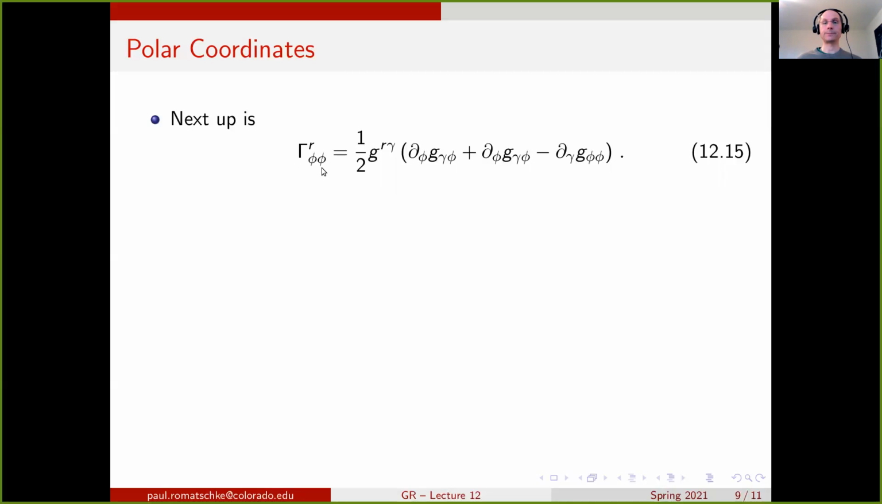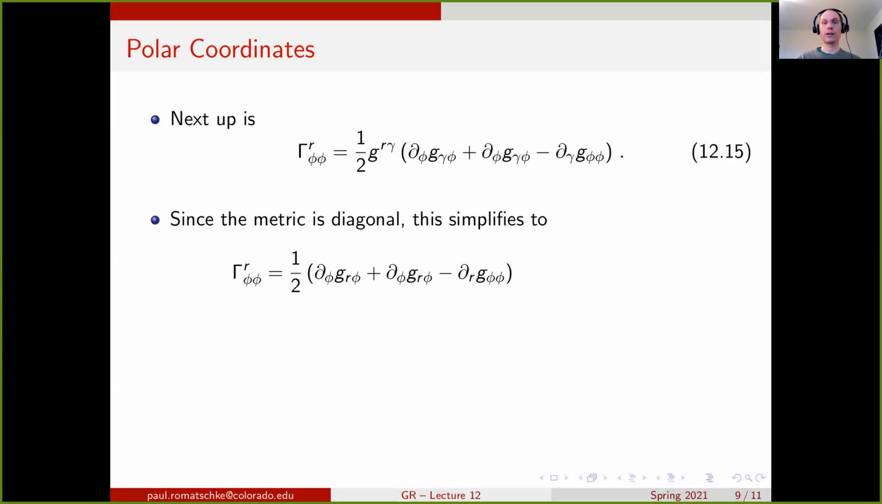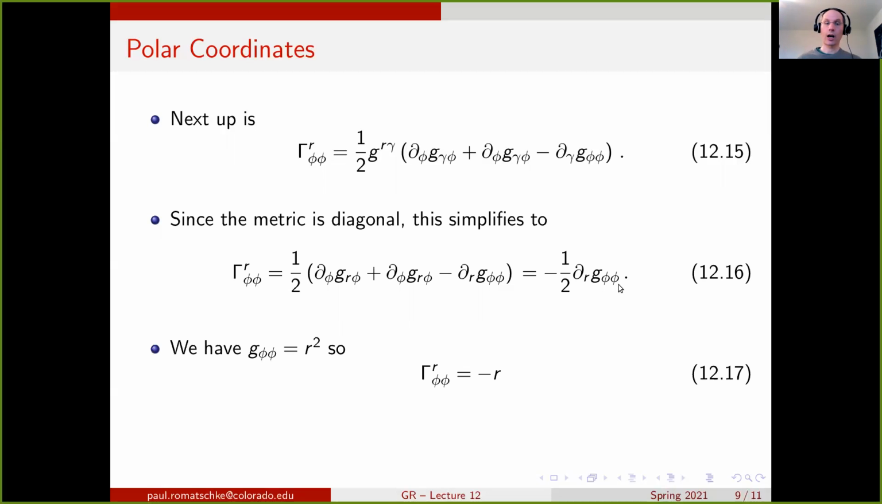Next up is gamma R phi phi, which has the following expression from the definition of the Christoffel symbols. You know what's coming. The metric is diagonal, so that means that the expression here simplifies to the following form here. We have still the entries GR phi in the derivatives down here. Again, these entries are 0 because the metric is diagonal. So we end up with minus 1/2 dr g phi phi. However, g phi phi is r squared. So taking the derivative of r squared gives 2r, and then together with this factor of minus 1/2, we find that gamma R phi phi is just minus r. Finally, a non-vanishing result. I was getting worried that we would get zeros for all Christoffel symbols in all cases.